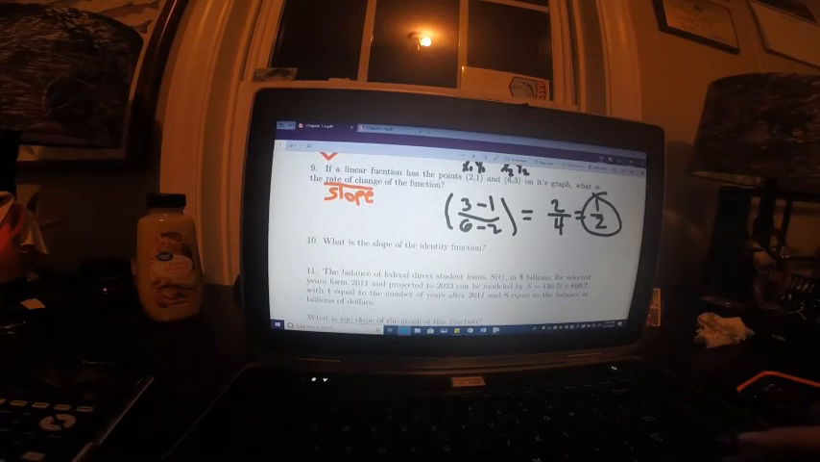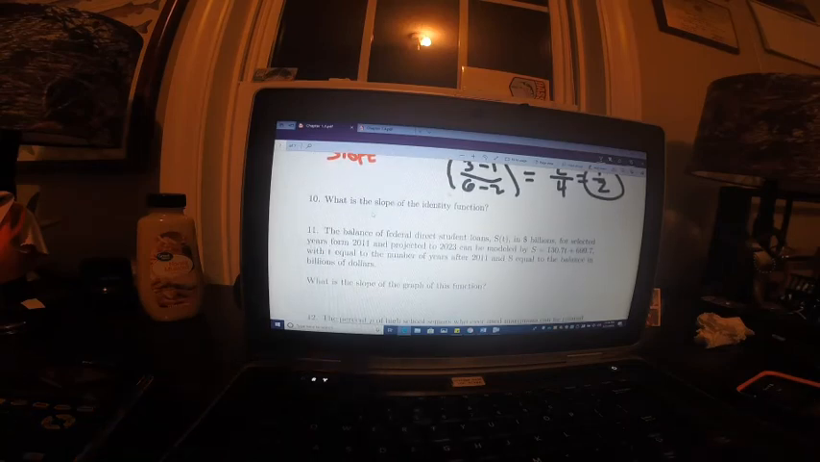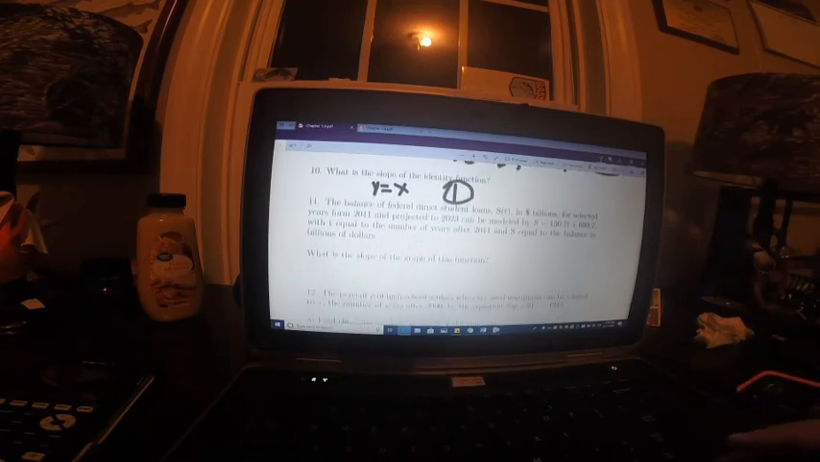1/2. Now, number 10 asks, what's the slope of the identity function? You got to remember with this question that the identity function is y equals x. If y equals x, the slope is 1. That's your answer. Easy peasy.